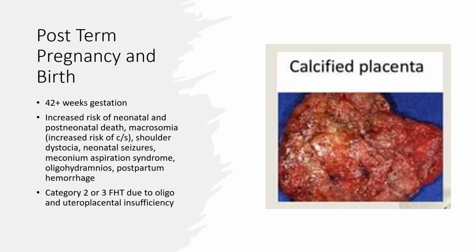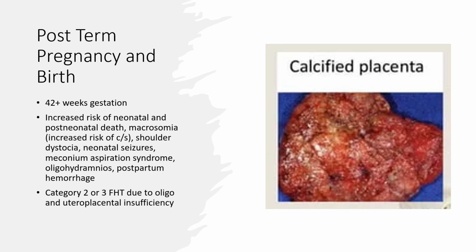These infants are at risk for seizures, meconium aspiration syndrome, oligohydramnios, and a postpartum hemorrhage. It's also very common for these post-pregnancy or post-gestation patients to have a category 2 or category 3 strip due to that oligo, and their placenta just isn't sufficient anymore. Your placenta is only made to work up to about 40 weeks, and then it starts calcifying or forming little blood clots, or the vessels just quit working.